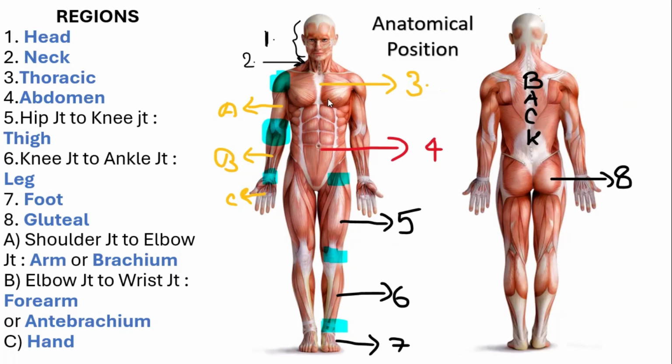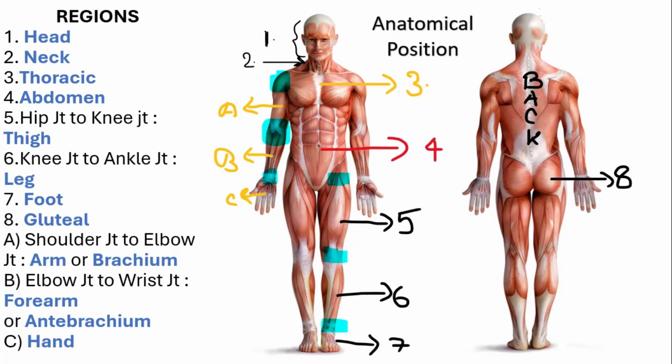Can you name the 2 important organs in our thorax? You can pause the video and comment. There are 2 main organs, known as lungs and heart. Then we have the thoracic cavity, or you can say the thorax region. And then there is the diaphragm, which separates the abdomen and the thoracic cavity. So number 3 is thorax. Number 4 is abdomen.